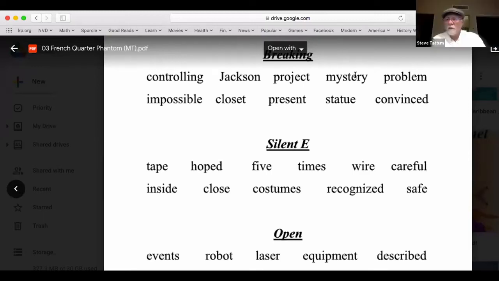Mystery. Good. Next word. Problem. Problem. Okay. Now we're going to do the 4-step method.